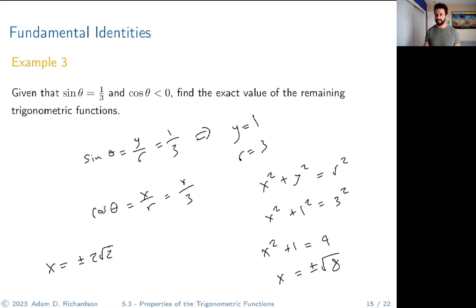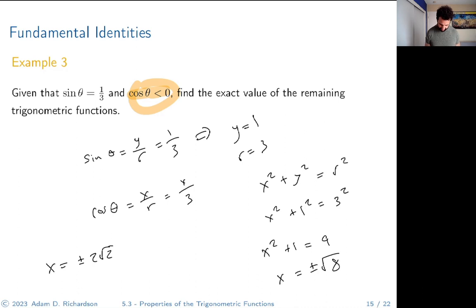It's going to be the negative one. That's right. How do we know that? We're given that cosine of theta is less than 0. But we know that cosine is basically the horizontal displacement scaled by the radius, right? So we know immediately that we're going to have to pick the negative one, because cosine is less than 0.